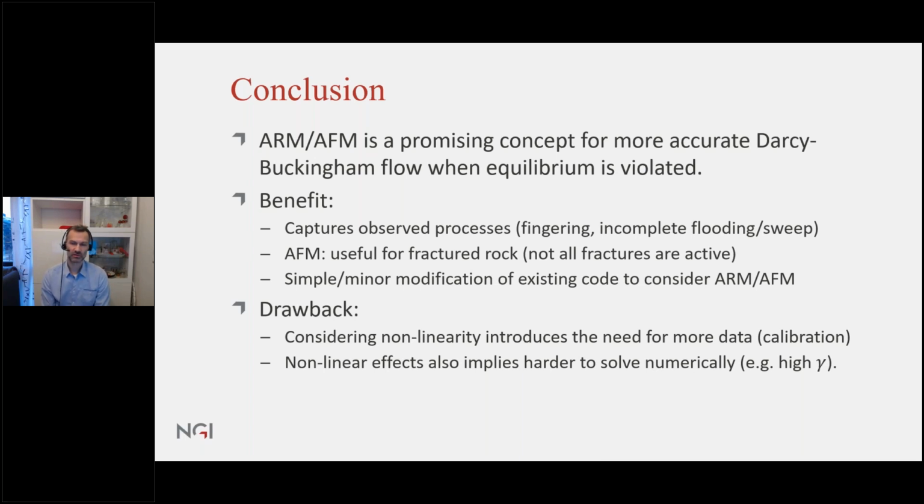And it's also a relatively simple modification to existing code to consider this active region concept. The drawback, of course, is that you need more data. In this case, it's the gamma parameter. And the second one, of course, is that you have more non-linearity in effects, which might mean that it's a little bit heavier to solve numerically, particularly for high values of gamma. Okay, that was my final slide.